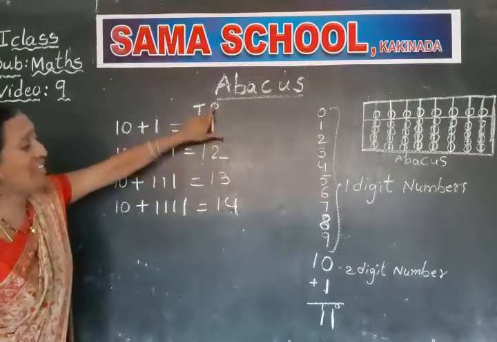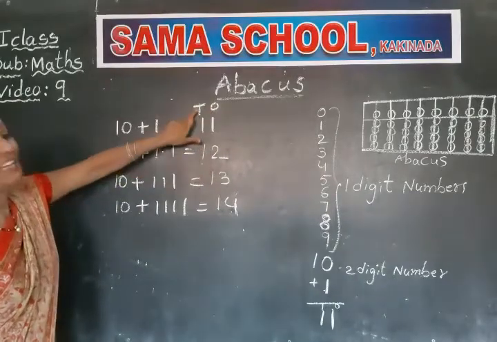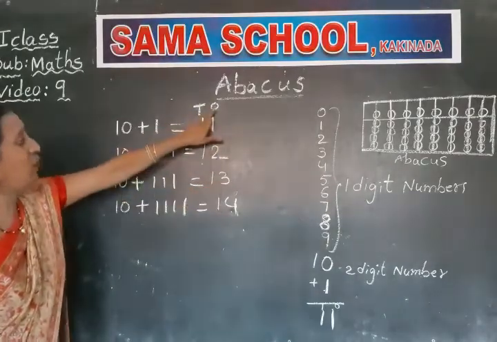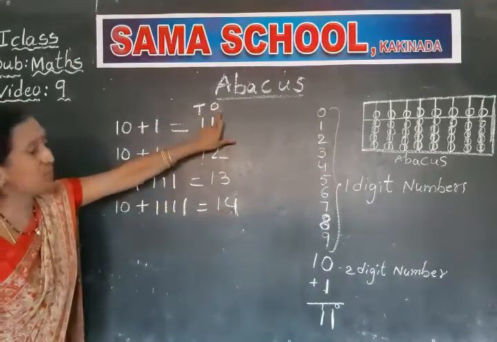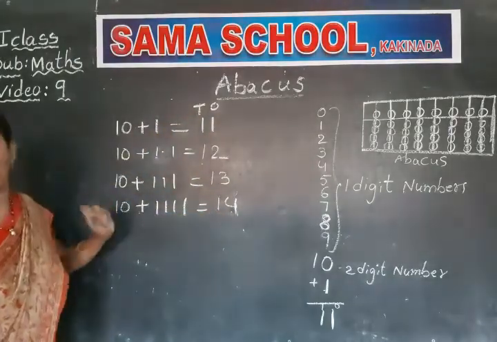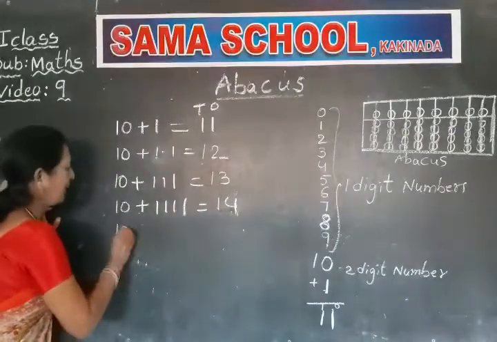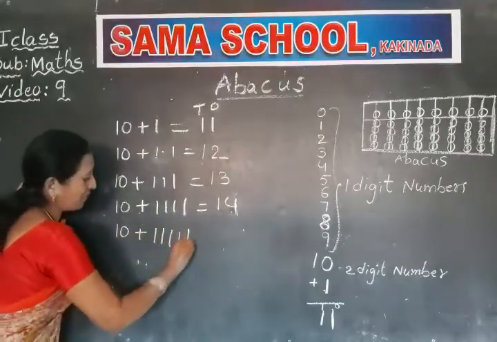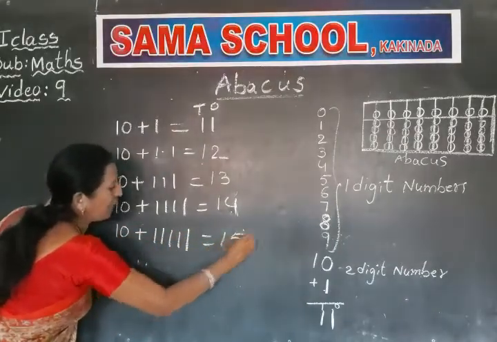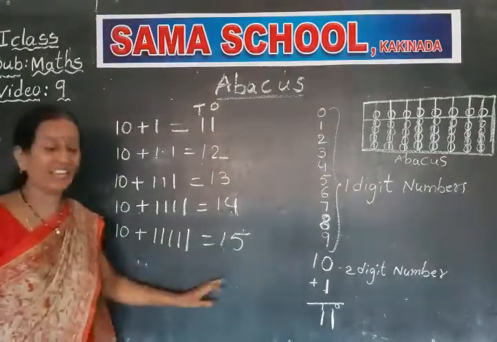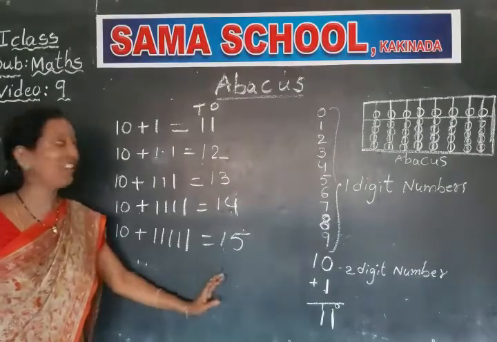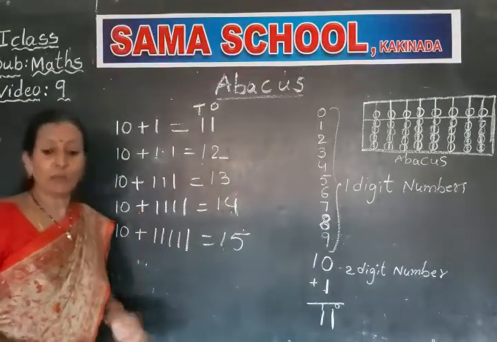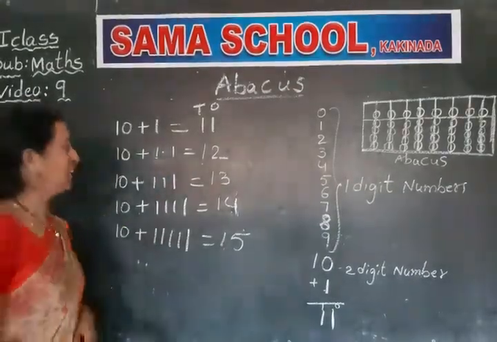Like that, 2 in ones place and 1 in tens place. Like the 3 in ones place, 1 in tens place. 4 in ones place, 1 in tens place. Like that, 10 plus 5 ones is 15. Next, 10 plus 6 is 16. 10 plus 7 is 17. Like that, you are identifying the place values.